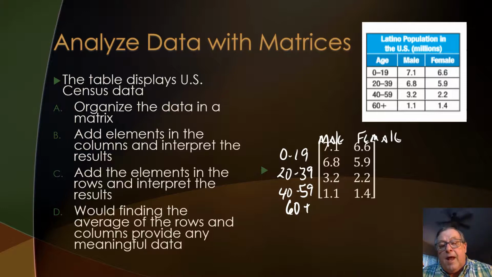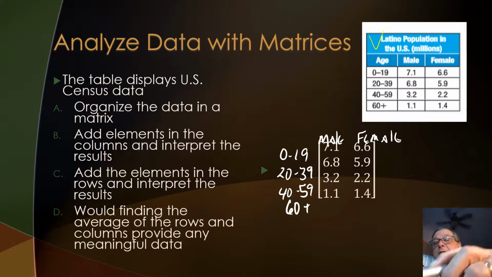So let's look at what we have here in this example. It says the table displays U.S. Census data. So we've got a table up here that is giving us the Latino population in the U.S. in millions. I don't know what year this comes from. My guess is it's probably coming from the year 2000. Could be 2010, but I actually don't think so. I don't see that it says anywhere.